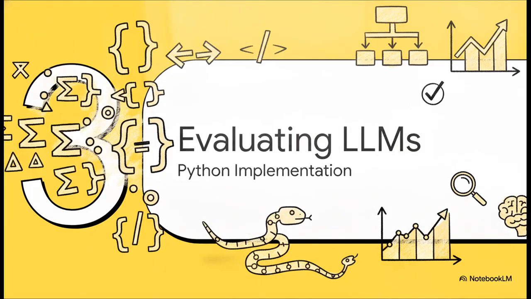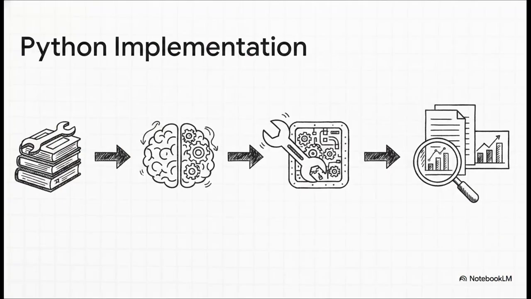Section 3. Evaluating LLMs in Python. Let's look at the implementation. If you actually wanted to implement this yourself to evaluate a pre-trained model, the Python workflow is beautifully straightforward. First, you just import your required libraries. Second, you load up a pre-trained model and its tokenizer. Third, define a custom function to handle that exact math we just talked about. And fourth, you just run it on a batch of test inputs.